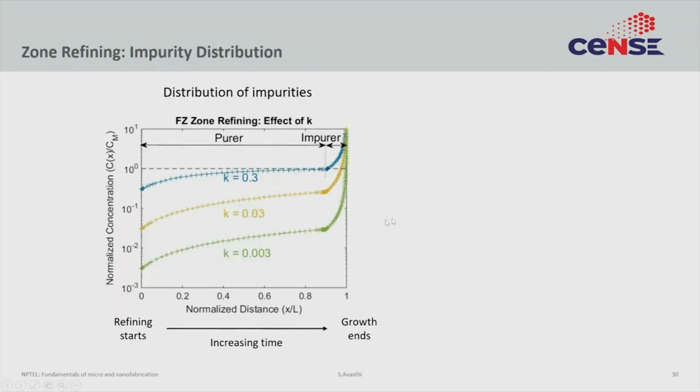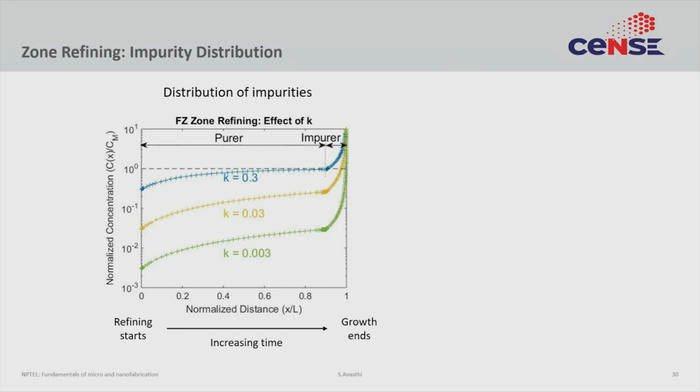Again, I would not go into the math of it too much, but once again you can make these plots where you are looking at the concentration as a function of distance, and here also, just like in CZ, there is a variation. It does not give you uniform concentration. You typically get purer material at the front end, impurer material at the back end, and how much more impure will also depend upon the distribution coefficient. Smaller distribution coefficients cause more of a gradient, larger distribution coefficients cause less of a gradient.